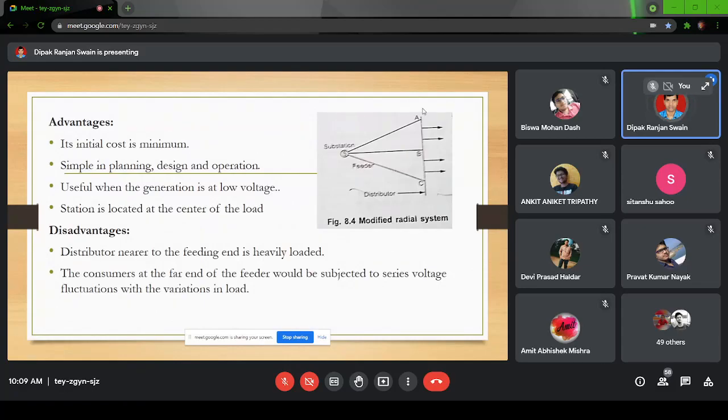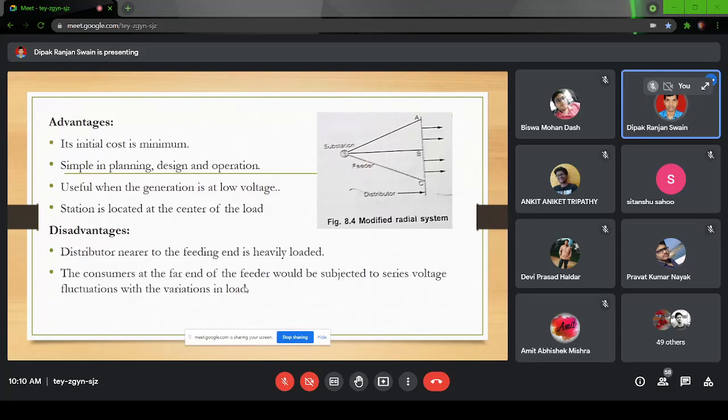The consumers at the far end of the feeder will be subject to severe voltage fluctuations with variation in load. Obviously, as I have told, the voltage at Sundarpada, if it is at 11, will be at 10.5 or 10.8. The next village will have 10.5, like that. As you go on increasing the distance, the voltage in the conductor is going to have a drop.